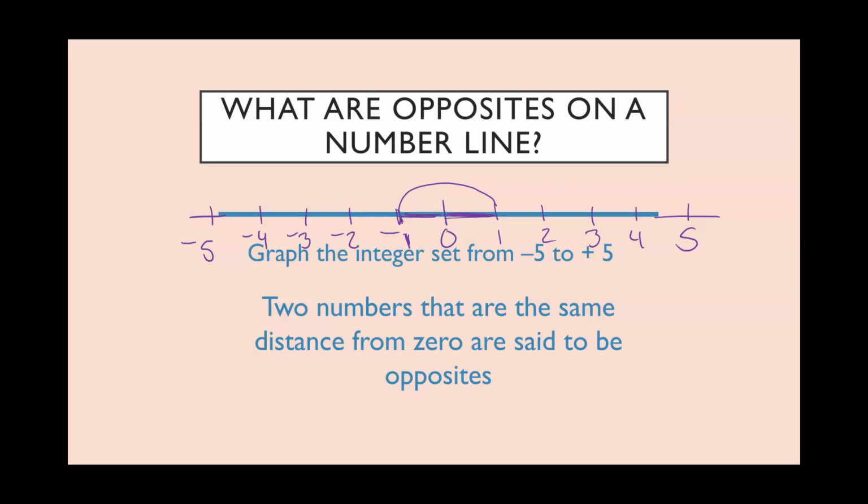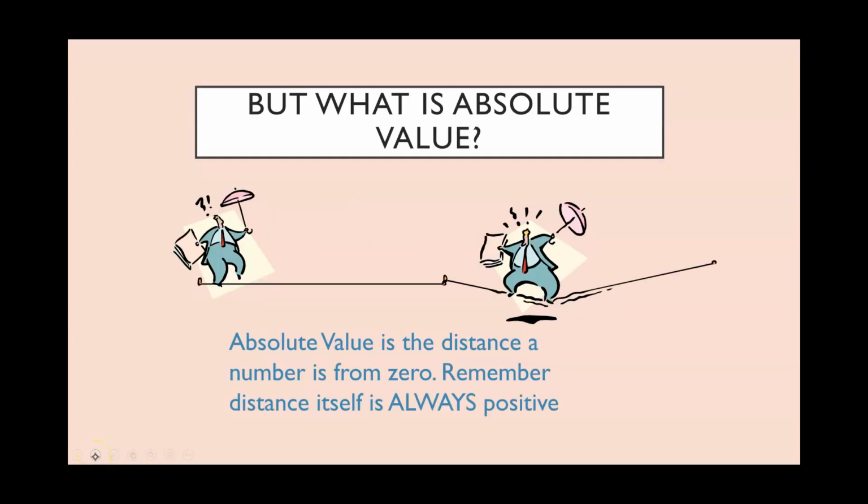Okay, so the same thing with 2 and -2. 2 is 2 units from 0. -2 is also 2 units from 0. So -2 and 2 are said to be opposites also. And I could keep going with that. But what is the absolute value? An absolute value is the distance a number is from 0. Okay, and remember, distance is always positive. So don't think of it as absolute value makes everything positive. I mean, it does, but it's showing you the distance.